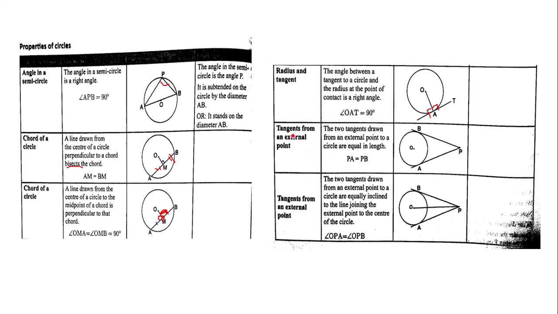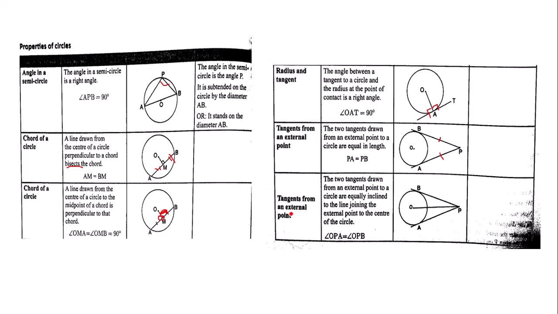Next theorem, tangents from an external point. Now we have two tangents coming from the outside and touching the same circle. And the theorem is: the two tangents drawn from an external point to a circle are equal in length. Okay, they are equal in length. So PA is equal to PB, and we can use this property to help us find angles.